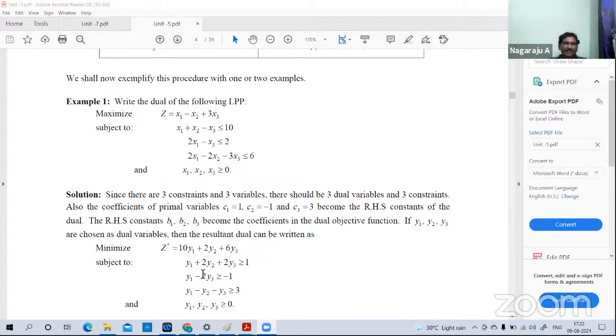Here the x1 coefficient is y1, and 2y2, and 2y3, is greater than or equal to the previous objective function coefficient of x1, which is 1, so greater than or equal to 1. Here the less than or equal to inequality will be converted to greater than or equal to 1.